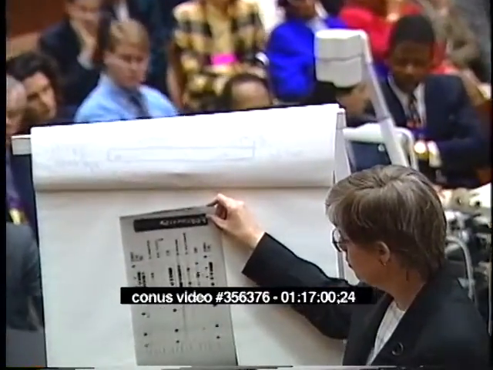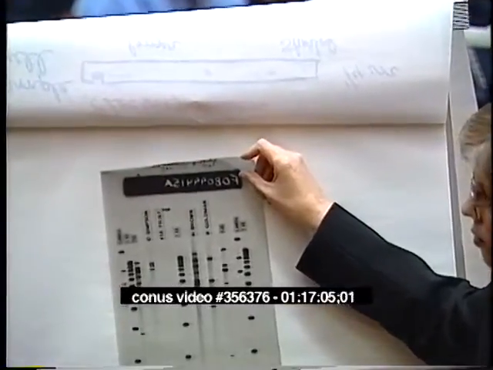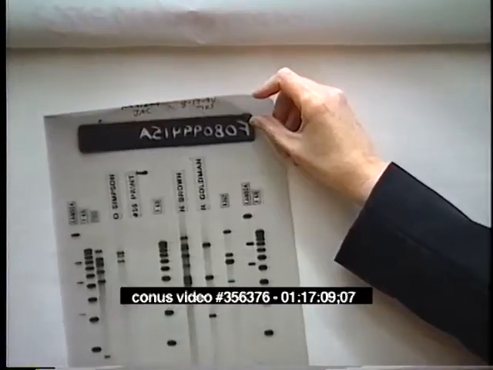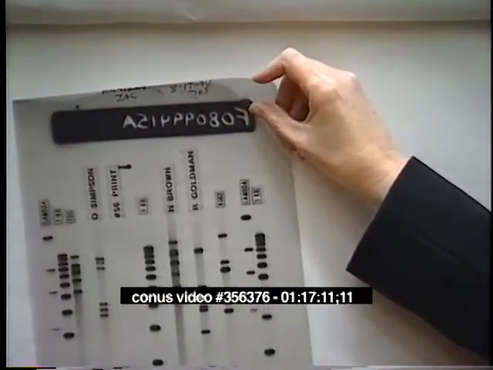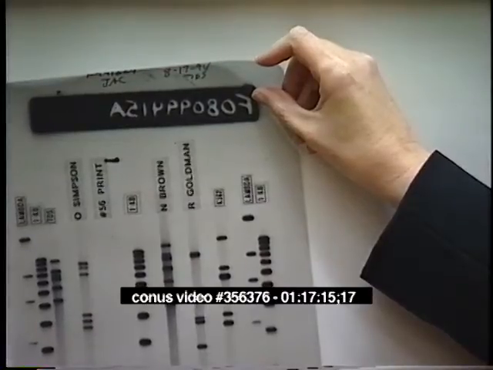That shows a number of very dark patterns. Is that right? Yes. Or bands, is that the appropriate term? It is. Now, with regard to samples, for instance, that you receive in your laboratory, will the darkness or the intensity of those bands vary? Yes.